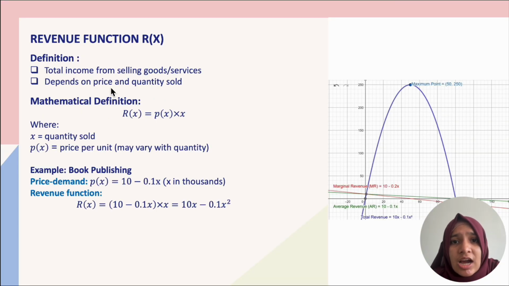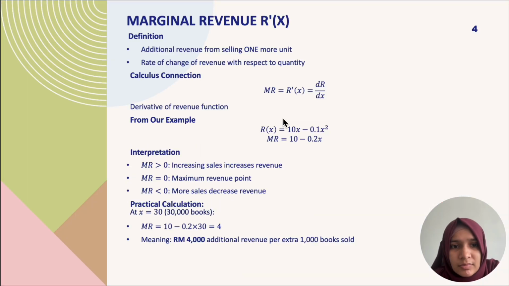The total revenue function, R(x), is the total income from sales. It is calculated as price multiplied by quantity. In our book publishing example, if the price is 10 minus 0.1x, the revenue function is 10x minus 0.1x squared. As shown in the blue curve on the graph, the revenue does not increase forever. It reaches a peak and then declines.